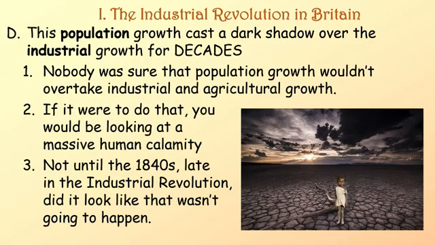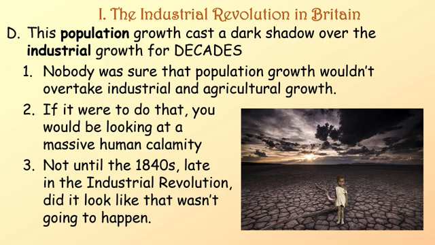This population growth, however, cast a dark shadow over the industrial growth for decades because nobody was sure that this population growth wouldn't overtake industrial and agricultural growth. If it were to do that, you'd be looking at a massive human calamity. And it wasn't until about the 1840s, late in the Industrial Revolution, that it began to look like that was not going to happen.